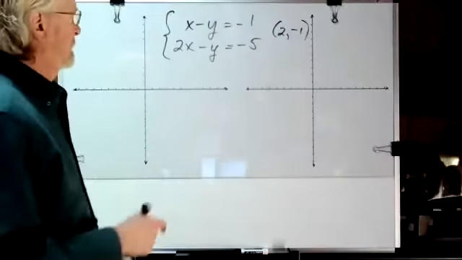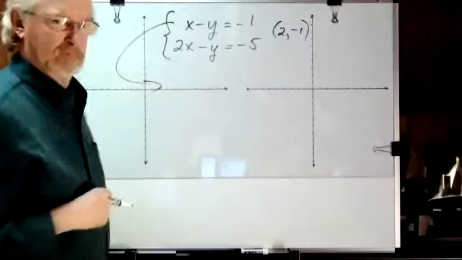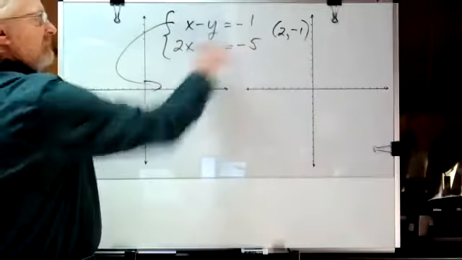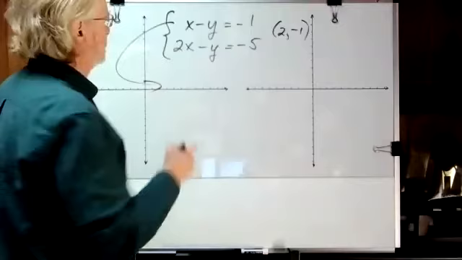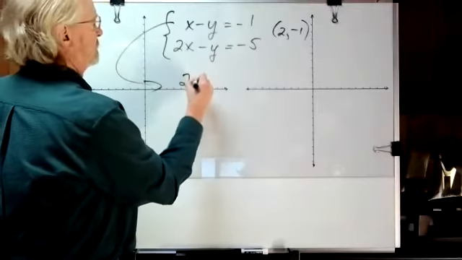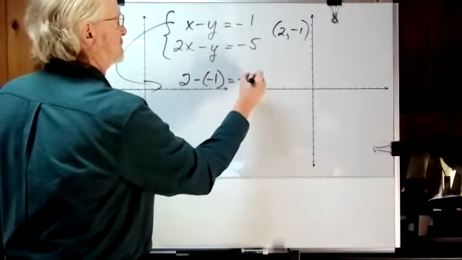Okay. So here we go. First equation, and here I do a lot of sort of arrow math like this. I'm going to plug in 2 for the x and -1 for the y and see what I get. So here I go. 2 minus -1. Does that equal -1?